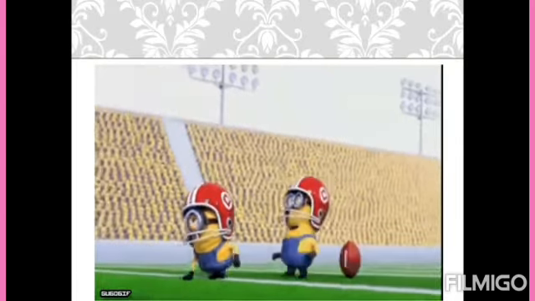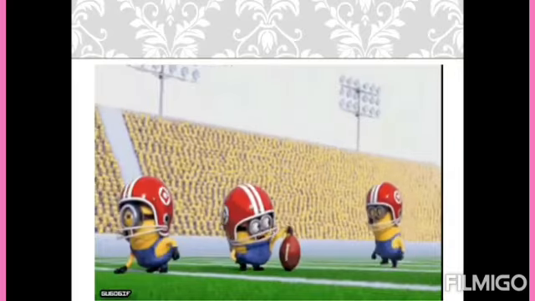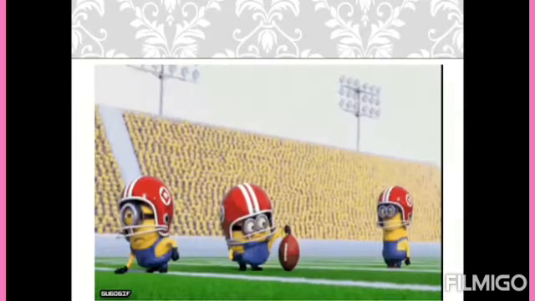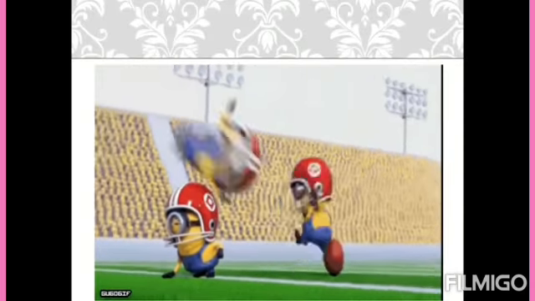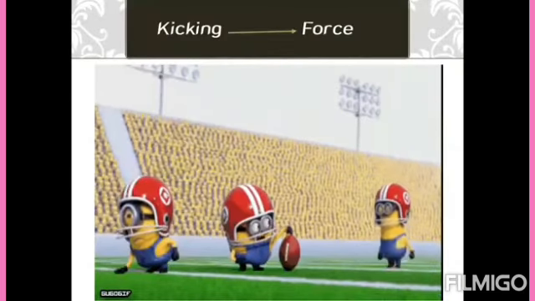Oh, the minion just kicked one of his teammates. Or I can say that the minion applied a certain force on one of his teammates. So I can say that kicking is a type of force.